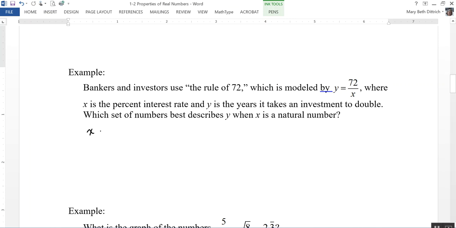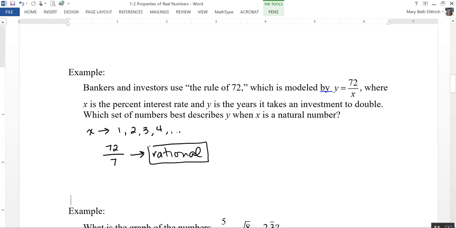So if x is a natural number, so that's going to be something like 1, 2, 3, 4, and so on. Okay, so when we do 72 divided by one of those numbers, and actually all of those are evenly divisible, but let's say we chose something like 72 divided by 7, okay, 7 doesn't evenly go into 72, that's going to give me a rational number. So the set of numbers which best describes y when x is a natural number is the set of rational numbers.